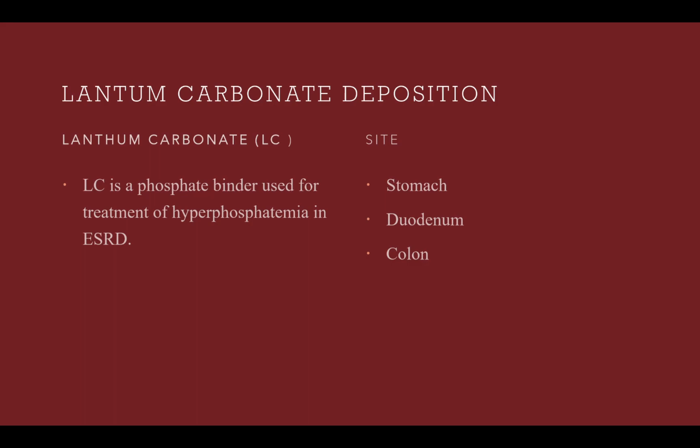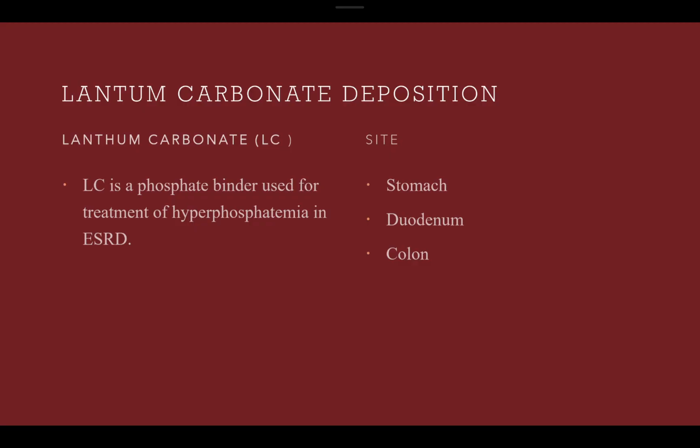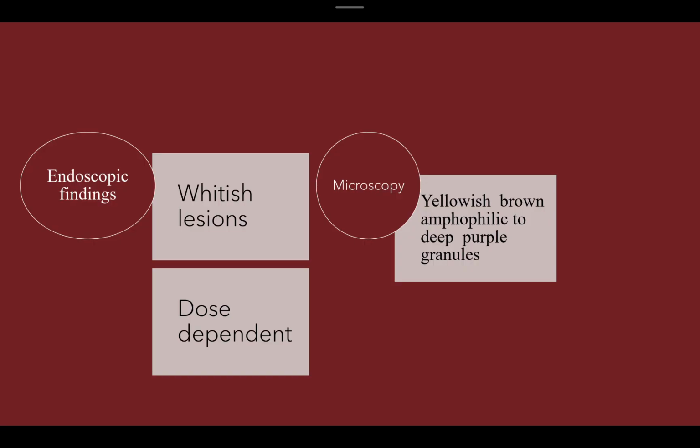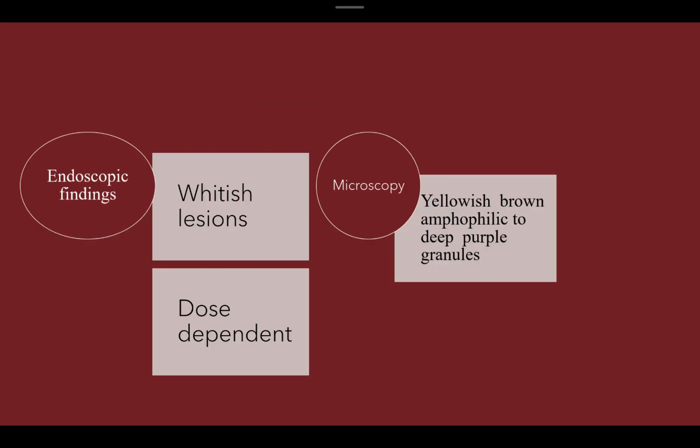Next is the lanthanum carbonate deposition. This lanthanum carbonate is mainly given for the treatment of hyperphosphatemia in end-stage renal disease, as it is a phosphate binder. It will get deposited in the stomach, duodenum and colon, resulting in whitish lesions. So if a clinician gives us a history of lanthanum carbonate treatment, then we have to carefully see whether lanthanum carbonate deposition is there, and this is causing the whitish lesion on endoscopy. On microscopy, yellowish brown amphophilic deep purple blue crystals can be seen.